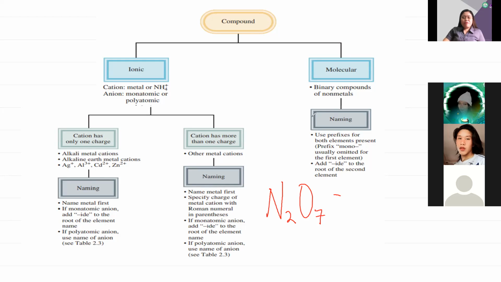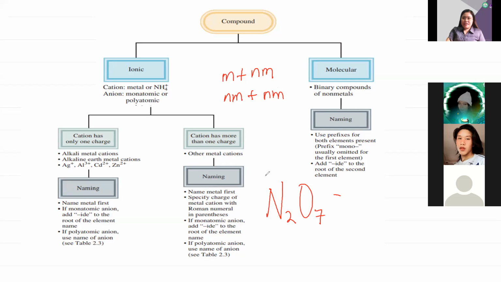What is our step for naming here? Number one, di ba? Kailangan i-check nyo muna if the given is between metal and non-metal or non-metal plus non-metal para maka-decide ta kung paano nato siya i-name. So, let's discuss it one by one.